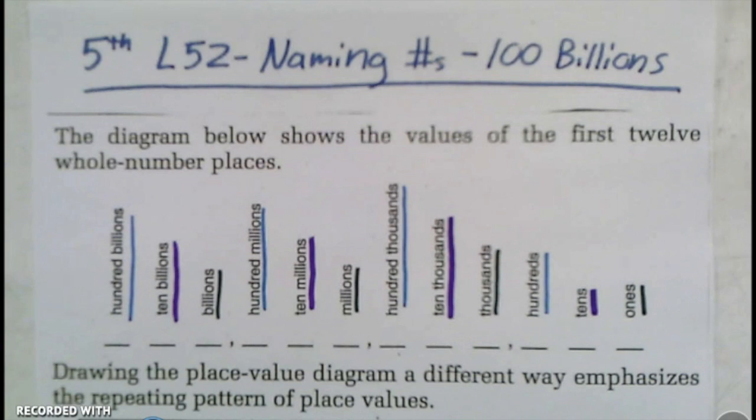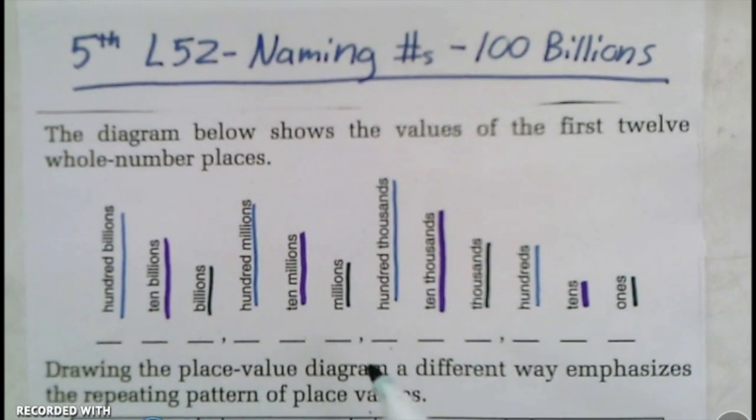We're here with lesson 52 on naming numbers through the 100 billions. So we've already gone up to the millions, now we're going to the billions. Let's take a look at this little chart here you have.